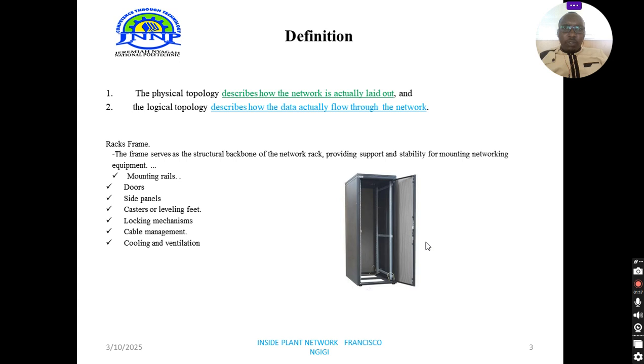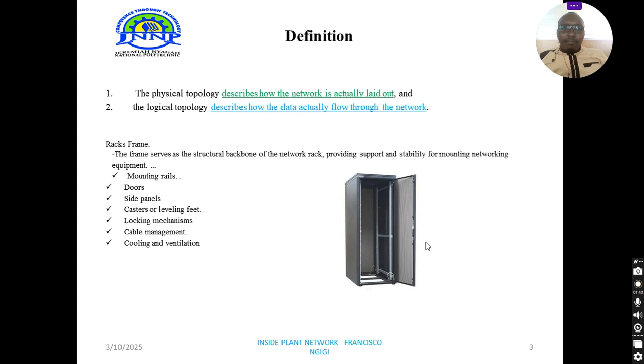Definition: the physical topology, this is a repetition, describes how the network is actually laid out, and the logical topology describes how the data actually flows through the network. Racks or frame: the frame serves as a structural backbone of the network rack, providing support and stability for mounting networking equipment.